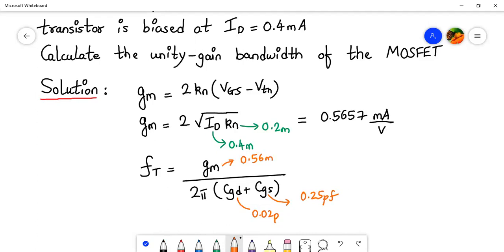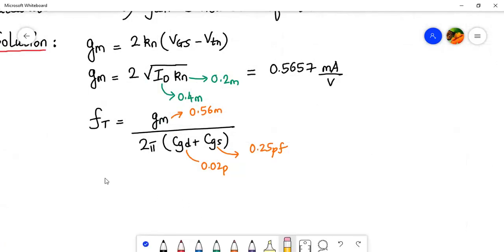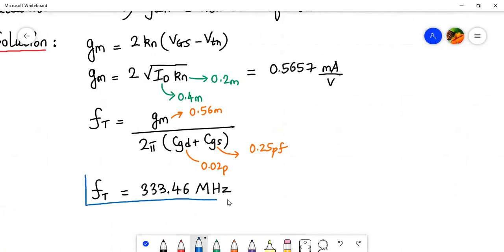So if you plug in all the values over here, you will get the value of fT, the unity gain bandwidth or frequency, as we can call it. Let me just go down and write that. One last step. Your fT, your unity gain bandwidth, if you plug in all the values, you will get as 333.46 megahertz. So that's the value of the unity gain bandwidth.